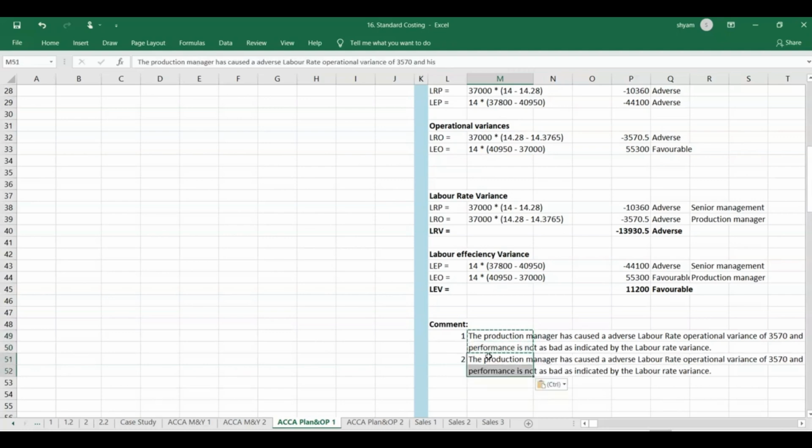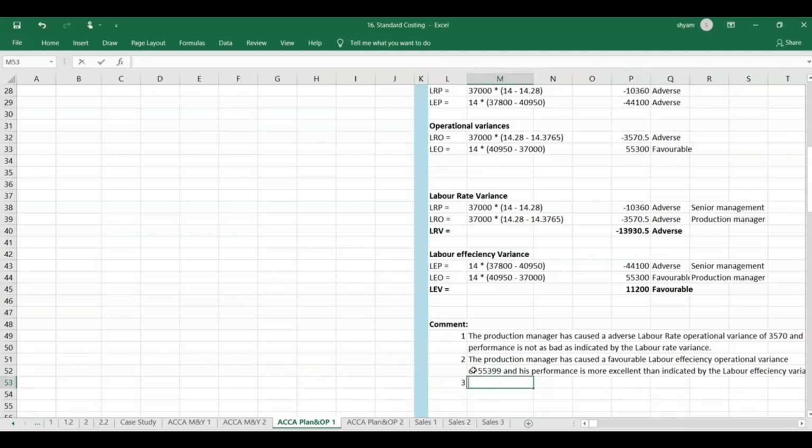And two is, I think we can copy this itself and amend it. The production manager has caused a favorable labor efficiency operational variance of 55,300, and his performance is more excellent than indicated by the labor efficiency variance.